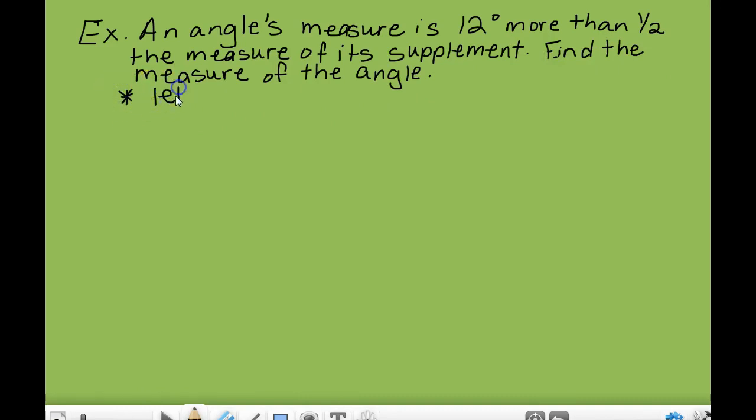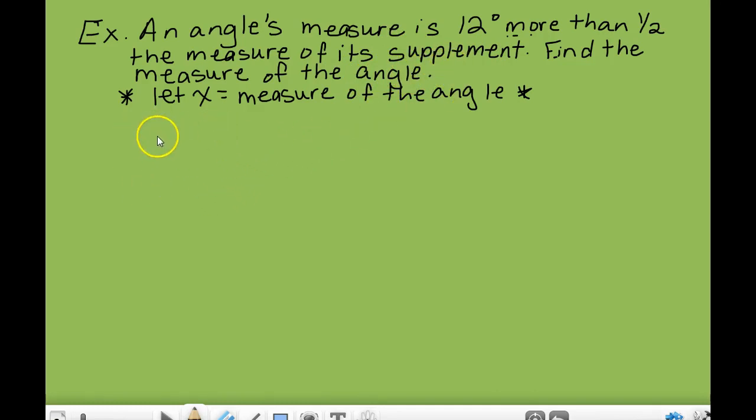So you're going to let x equal the measure of the angle. All right, so in math, an angle's measure is, what does is mean? If I say 2 plus 2 is 4, 2 plus 2 equals 4, right? So it's is. And what does more mean in math? Yeah, you're adding. And of course, now you know what the supplement of means, right? What does the supplement of mean? 180 minus.